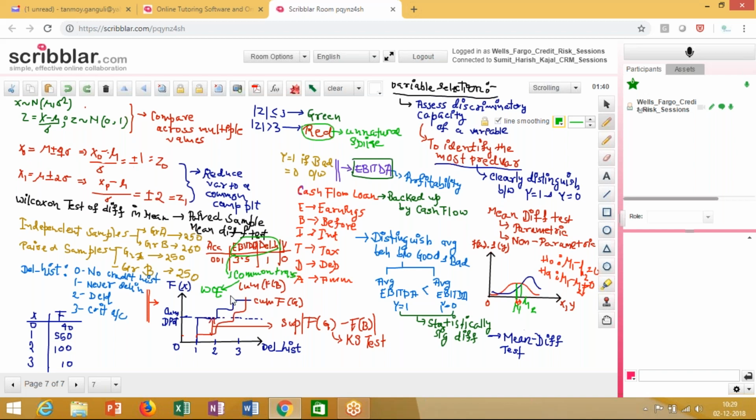But again, the variables selected using the information value approach and the variables selected by these two approaches should at the end reconcile. Only then do you know that the selection procedure that has happened is a proper selection procedure. Right? Clear on this part?